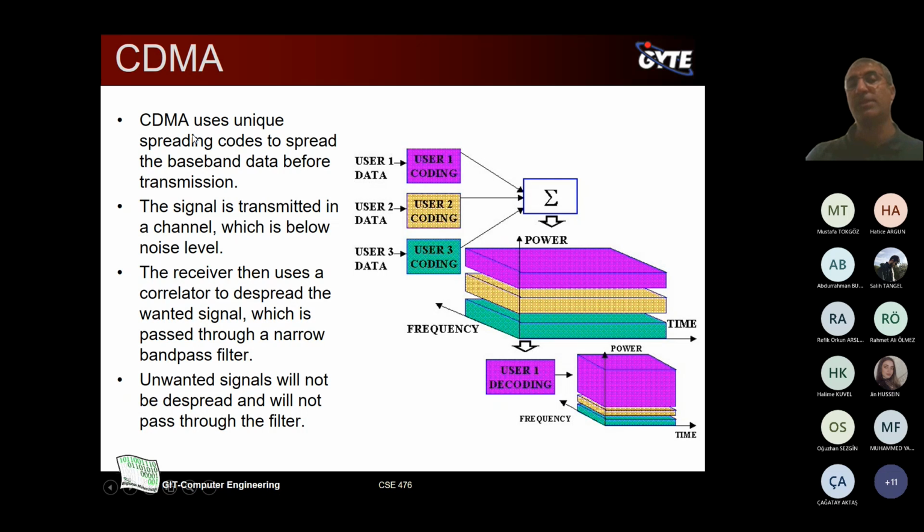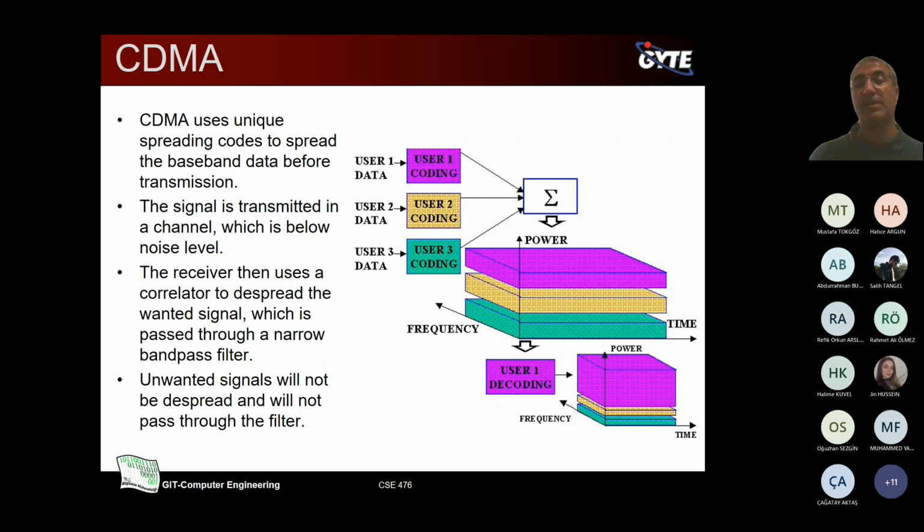So CDMA uses these unique spreading codes to spread the baseband before the transmission. Then the signal is transmitted in a channel which is below noise level. So you see there is no signal actually. It's below the noise. You embed it into the noise basically. You camouflage your signal basically.